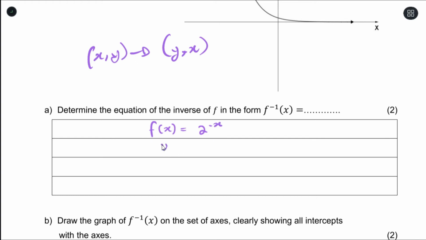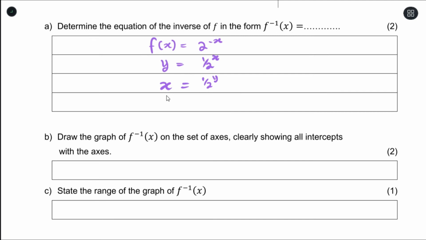Which, as you know, can be written as this. x and y change places. So to get our answer, we need to write this equation in log form, because that's the only way to find our value for y. So this here can be written as y equals the log of x to base half. That's the answer. That's it.